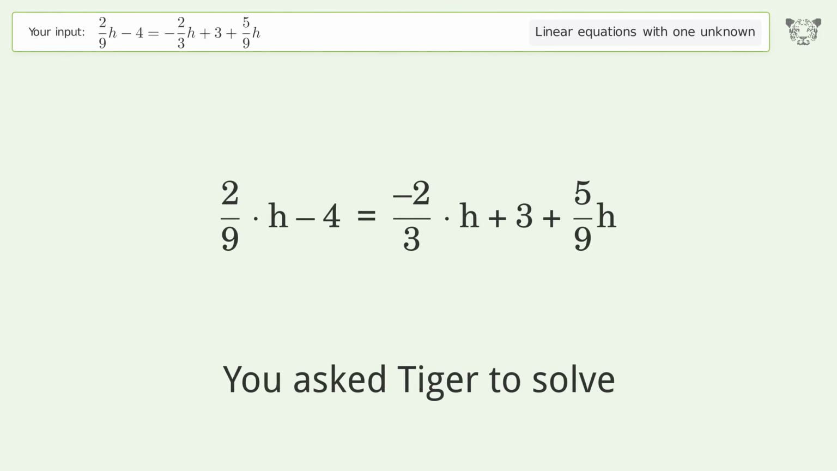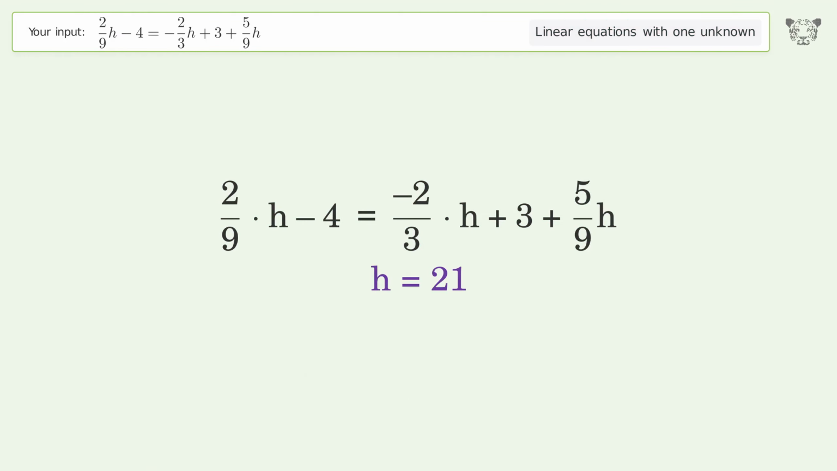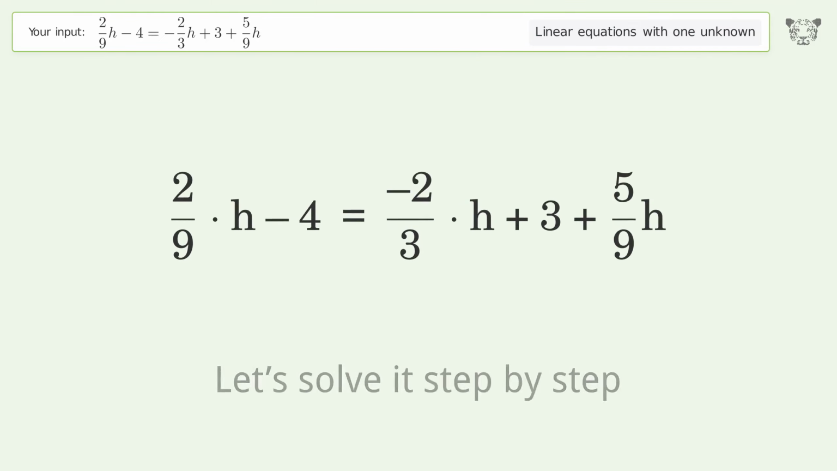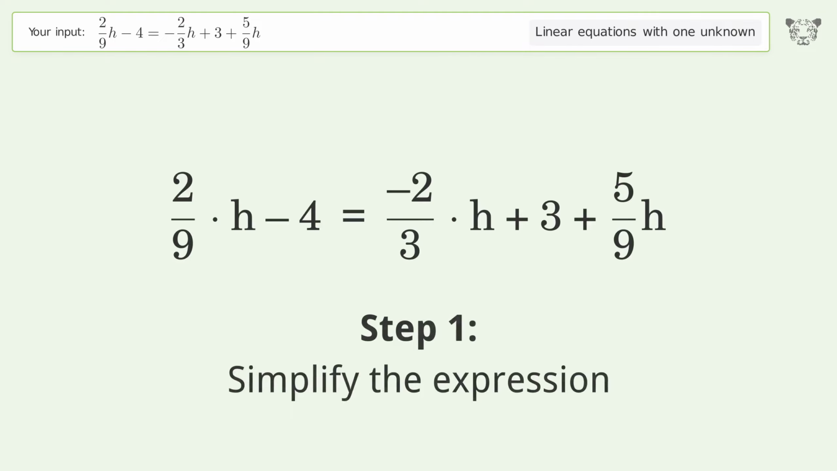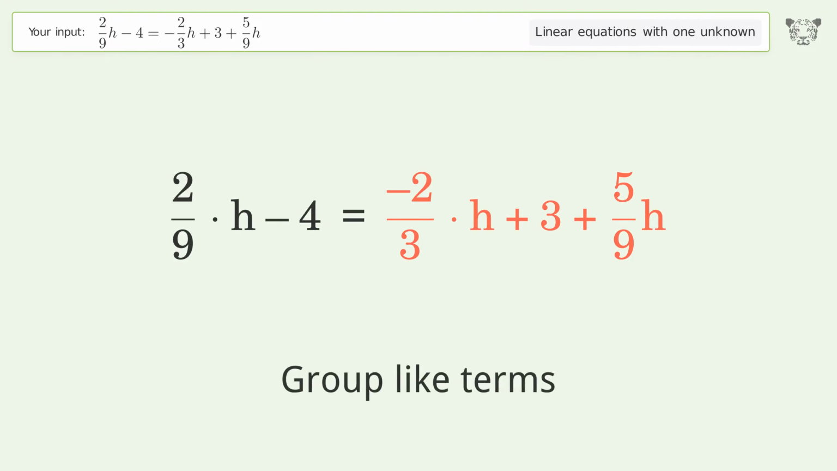You ask Tiger to solve. This deals with linear equations with one unknown. The final result is h equals 21. Let's solve it step by step. Simplify the expression. Group like terms.